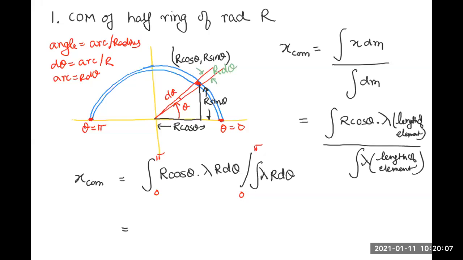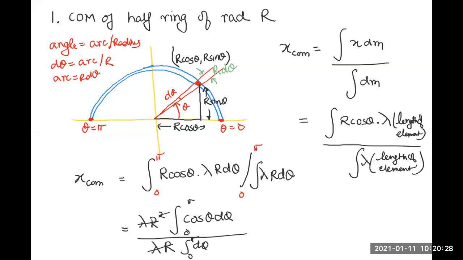For which I can rewrite this as, constants all taken outside, lambda r square integral of cosine theta d theta 0 to pi whole divided by lambda r integral d theta 0 to pi. Lambda r cancels out, and I get r into integral cosine theta, which is simply sine theta 0 to pi, divided by integral d theta, which is theta 0 to pi.